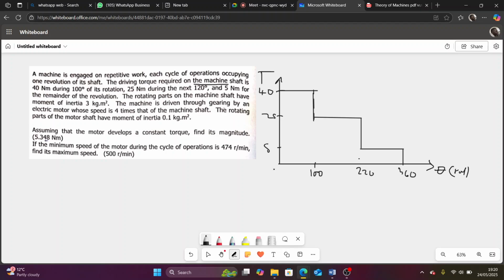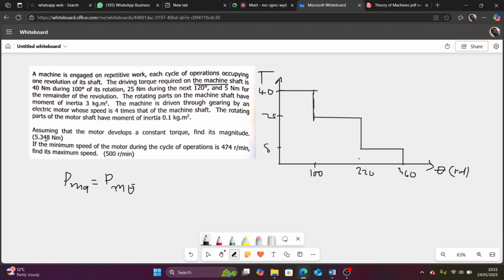So what does it mean for you to get the power? Remember, these two are meshing through gearing. The machine is driven through gearing. Because of that, you have the relation saying that the power of the machine, I will call it MA, and the motor, I will call it MO, both powers are the same.